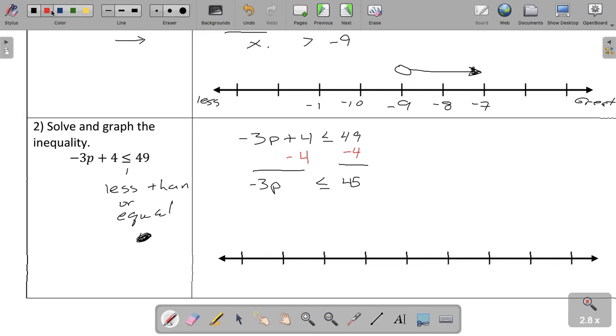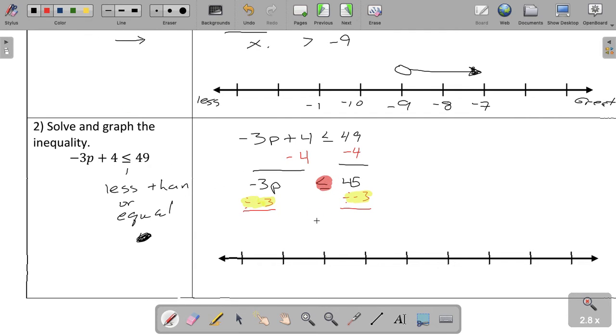Now, to get rid of this negative 3 times p, we're going to divide by negative 3. And I'm going to divide by negative 3. And I want us to be aware of something. When you multiply or divide by a negative 3, when I do that step right there, that's when we have to change the direction of our arrow. So my arrow has to change directions.